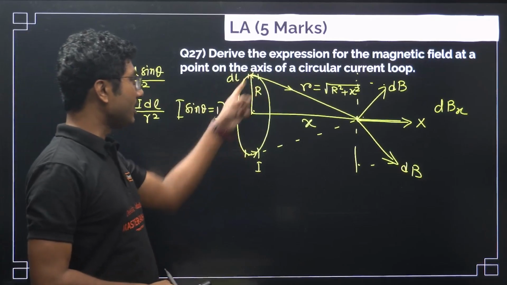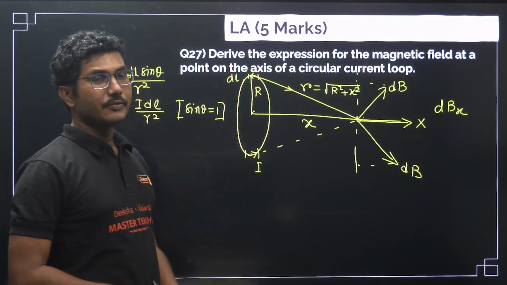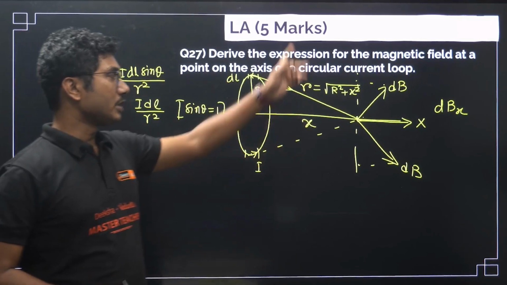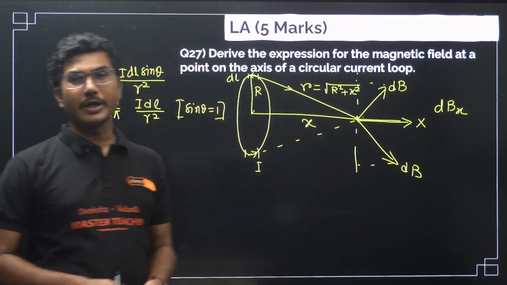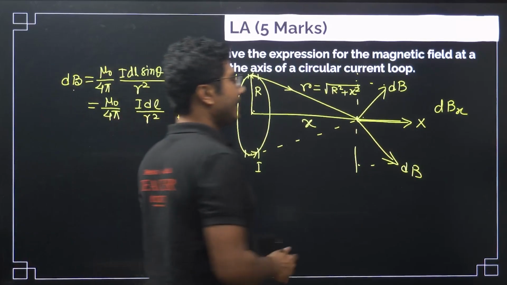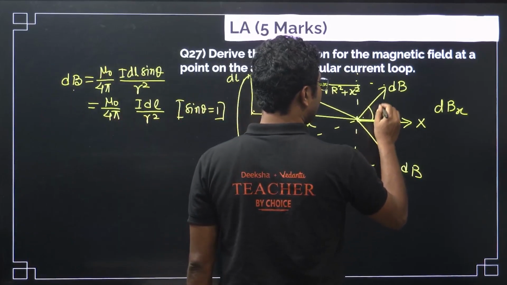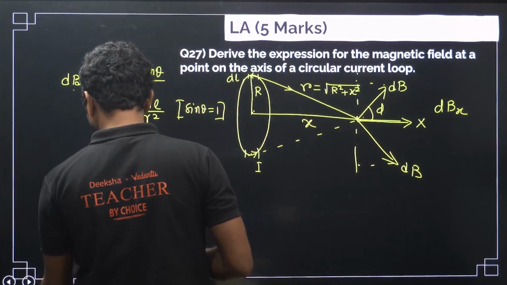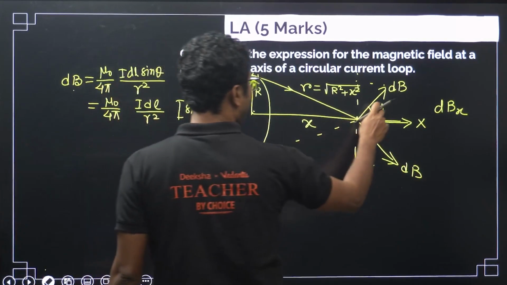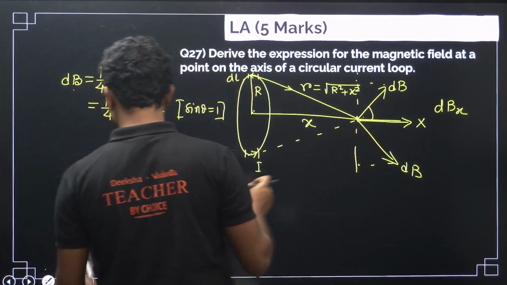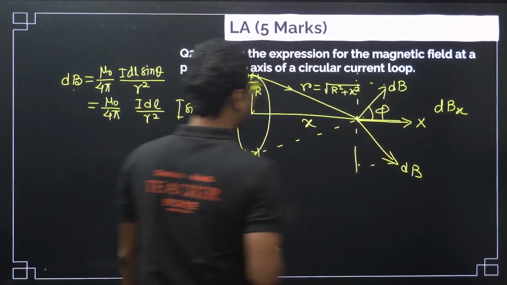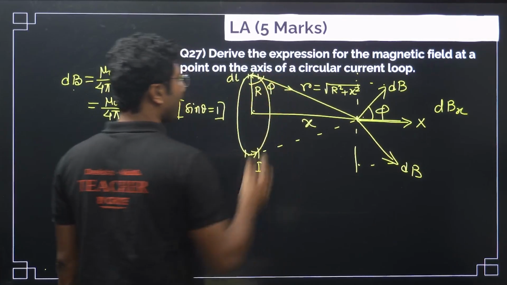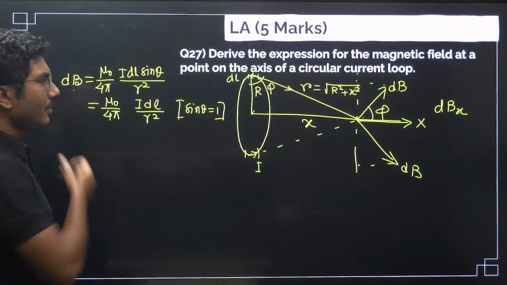It is not only for these 2 points; any 2 points, if you consider them diametrically opposite, will cancel each other. The y components will be cancelled, only the x component will be left, right. Now, if you consider this angle to be phi, then by geometry you can show that this angle will also be phi. Okay, this angle will also be phi.